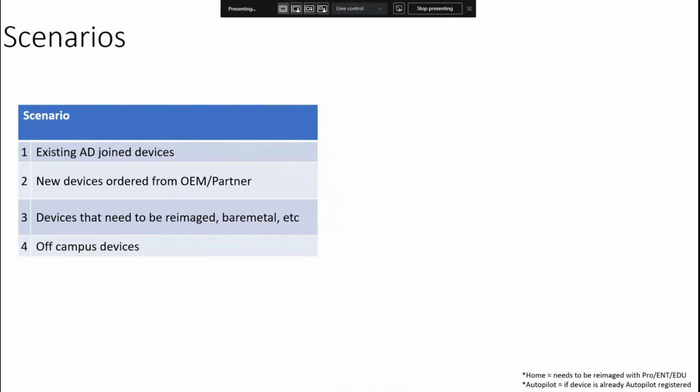How do I get my existing 80 joined devices enrolled into Intune? Deploy group policy. That's great. That's going to take you less than 30 minutes to do. 2 and 3 are somewhat related.